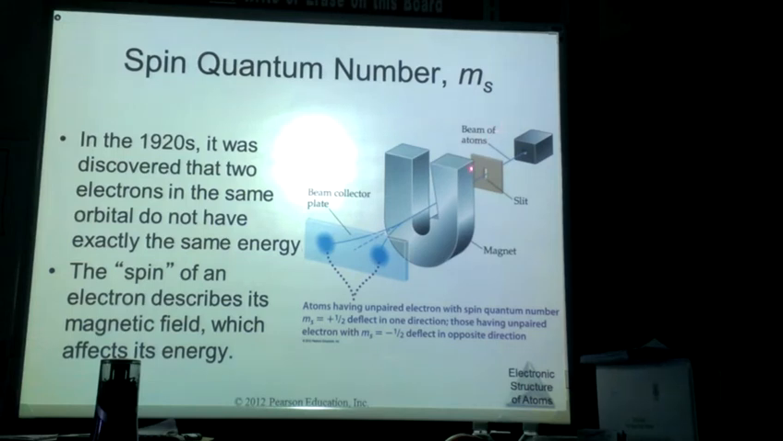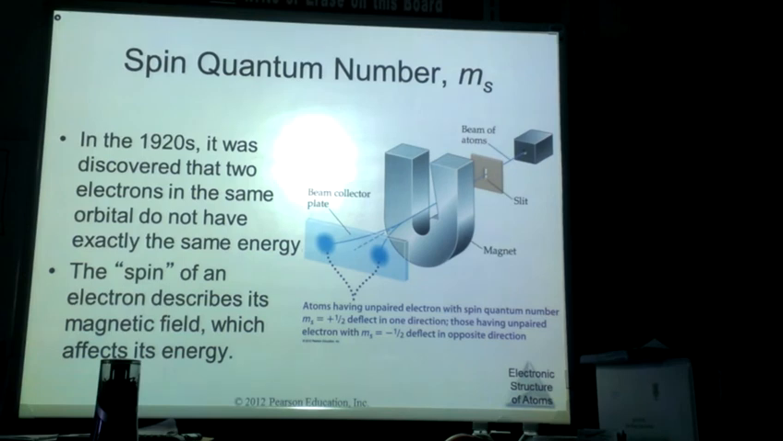Ultimately, what happened is I have some type of beam of atoms coming through this slit. My goal is to get this to be a nice stream of particles that's about to go through this magnet, and then I'm going to collect them. What I found was, after it goes through the magnet, it splits. I have half of them being deflected this way, and another half being deflected in the opposite direction. So for us, that meant some of them have a spin in a positive direction, and some of these electrons have a spin in a negative, or opposite, direction.